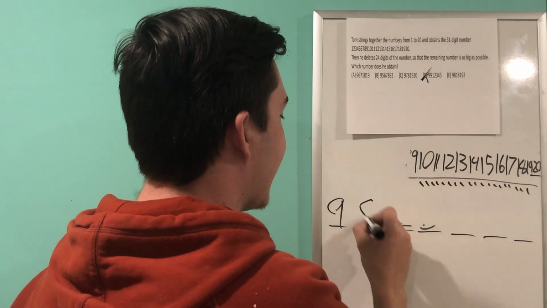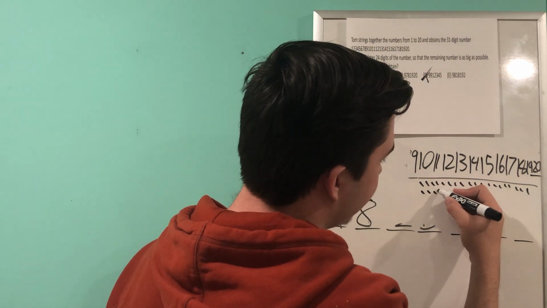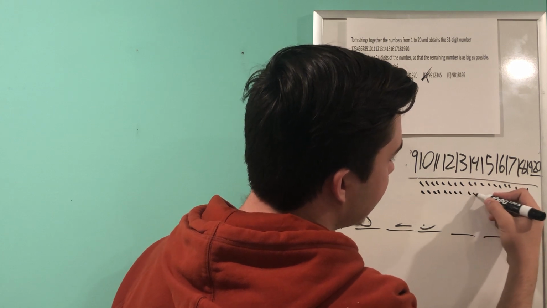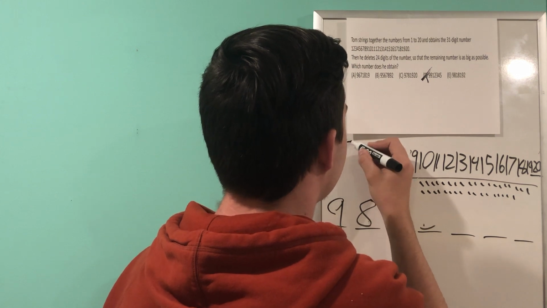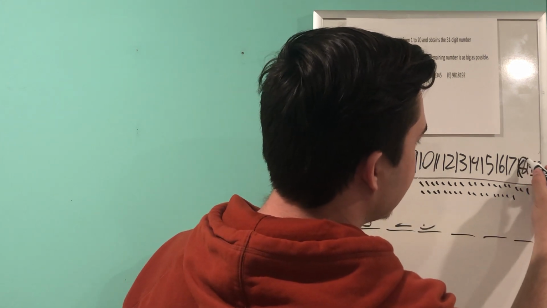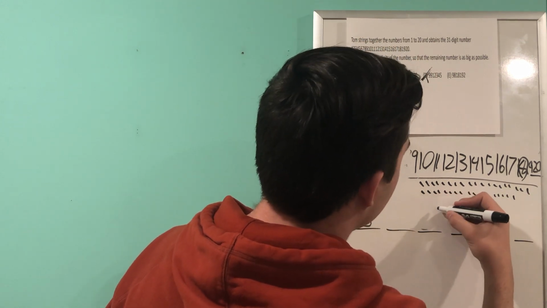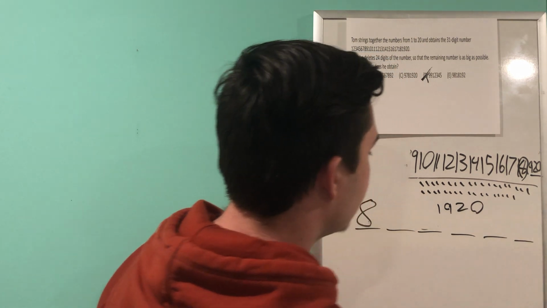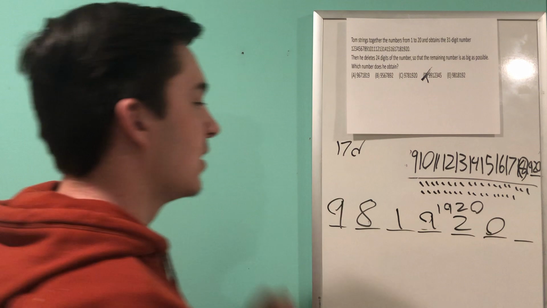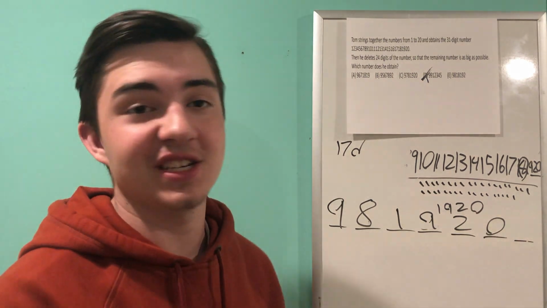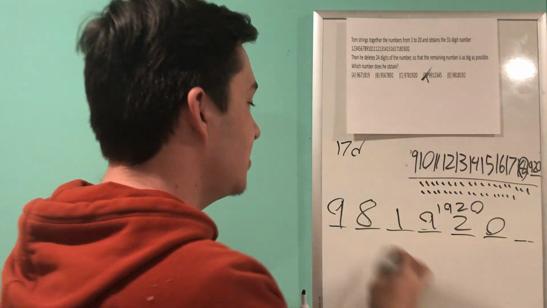So let's try 8. Let's put 8 here. How many numbers do we have to get rid of to get to 8? 1, 2, 3, up to 17. So we need to get rid of 17 digits there, and we hit 8. So let's put 8 there. And how many digits are left? 8, 1, 9, 2, 0. Those are the only numbers left, so let's put them in. 1, 9, 2, 0. Uh-oh, we're missing a digit. Dang it, we were so close. So we know it can't be 8.